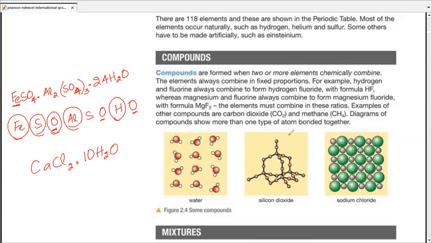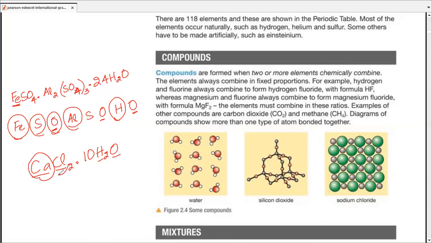Let's try again. So, 1, 2, 3, 4. But if first, okay, second, then third, and fourth. Perfect, fourth, right? Yes. Great.